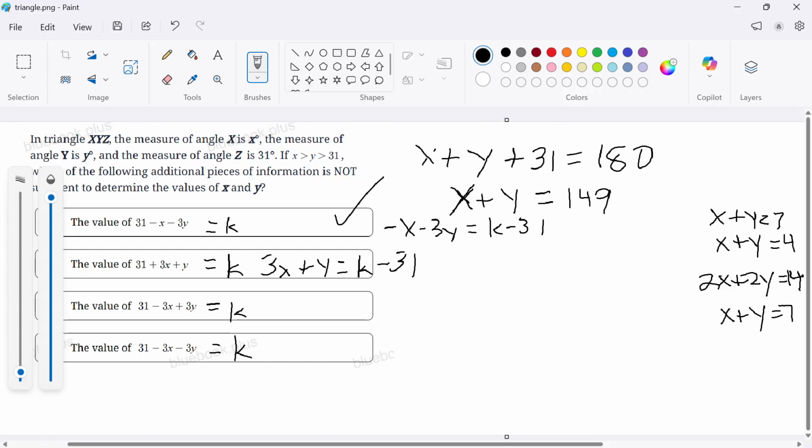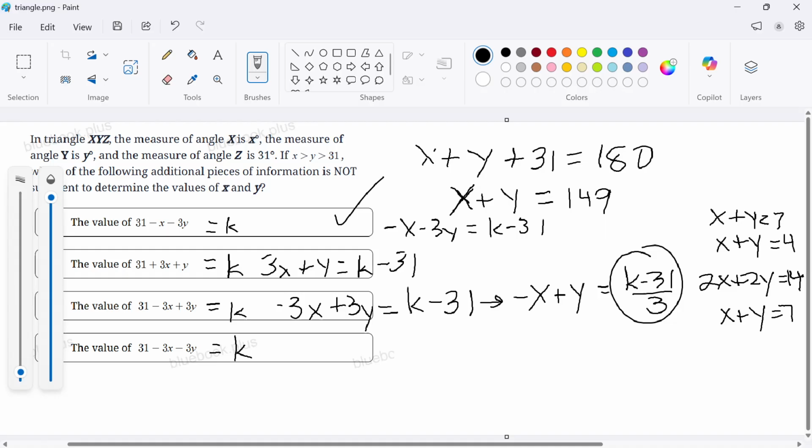And then this one, I'll just leave x and y where they are: negative 3x plus 3y equals k minus 31. So now I've got yet another relationship, negative 3x plus 3y. It's not x plus y. Even if I divide these by 3, it's going to be negative x plus y equals k minus 31 over 3. It's a new relationship. This is just some constant value. So it looks like this one's going to help. It gives me a new relationship.